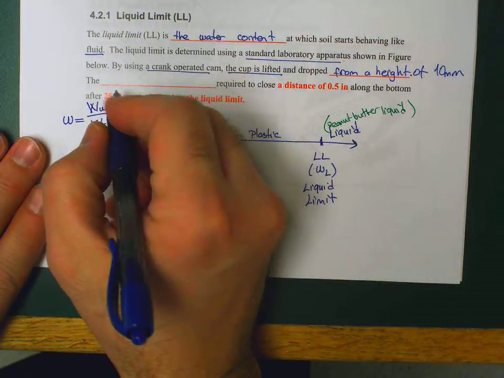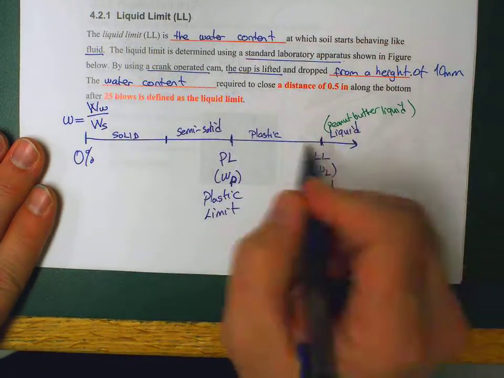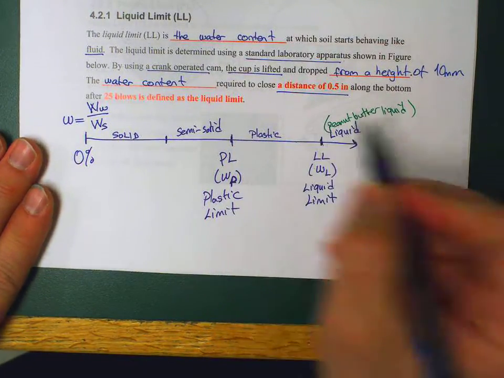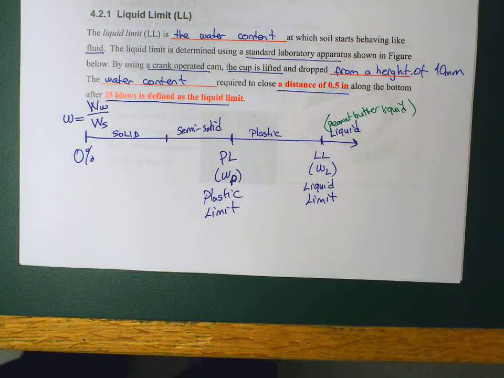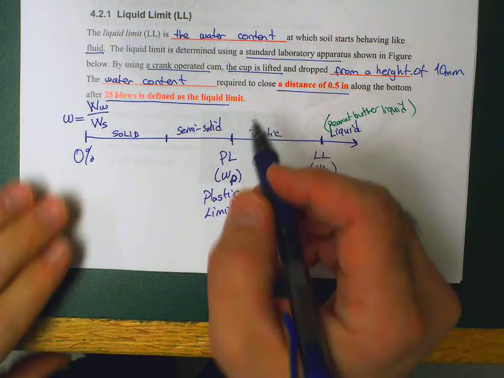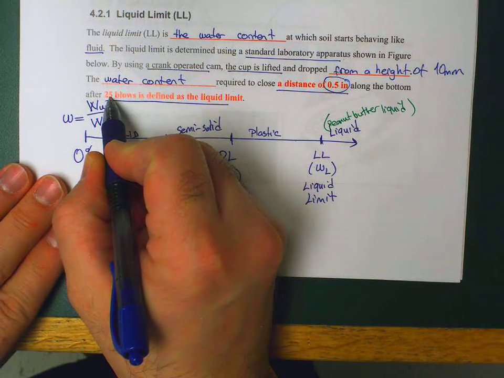So as I said, the water content required to close a distance of half an inch after 25 blows is defined as the liquid limit. Now, I just said that I count the number of drops, so I don't know how many drops there are. So the definition of liquid limit is the water content that corresponds to the closure of half an inch in exactly 25 blows.